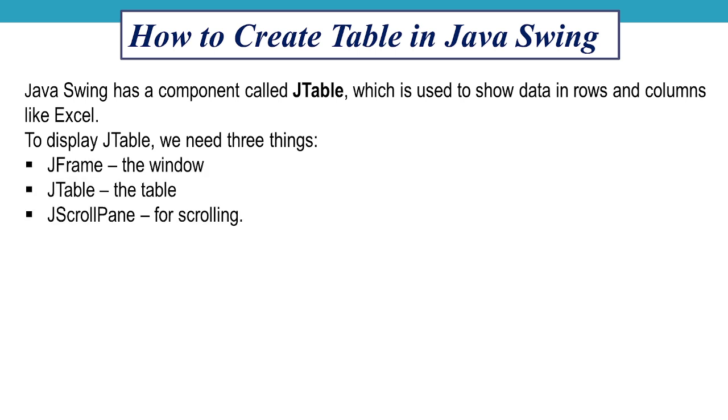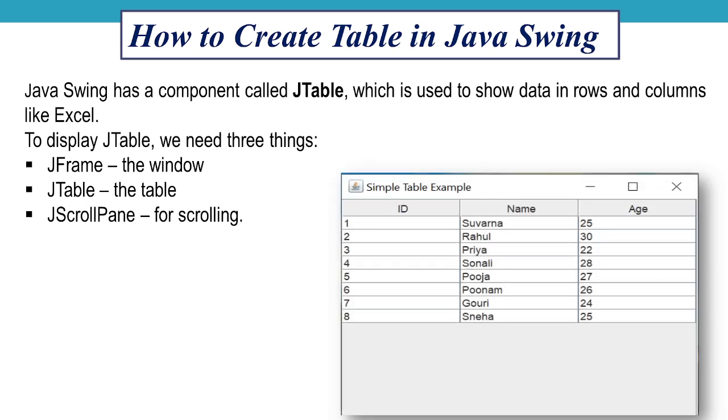First one is JFrame. This is the main window. Second thing is JTable for creating tables with rows and columns, and third one is JScrollPane for scrolling. After using these three things we create a simple table having three columns and multiple rows. Okay, so for creating such a table we switch to the Eclipse IDE.